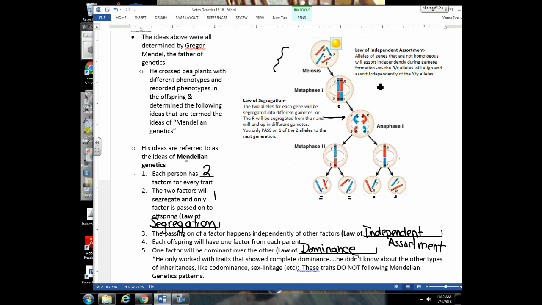The law of independent assortment can be demonstrated in this cell in metaphase 1 here. Whenever these chromosomes line up, they line up independently of one another. So the next time these chromosomes line up during meiosis, we can see a different lineup. We can see maybe the one with the capital R on this side and the lowercase on this side. And these are lining up just independently. They're not lining up with a certain R chromosome. So that's what we mean by the law of independent assortment.